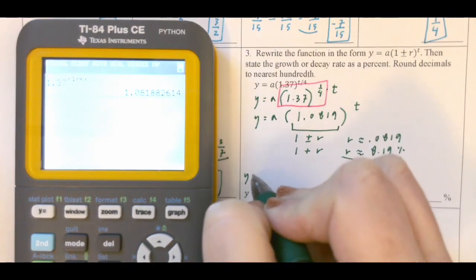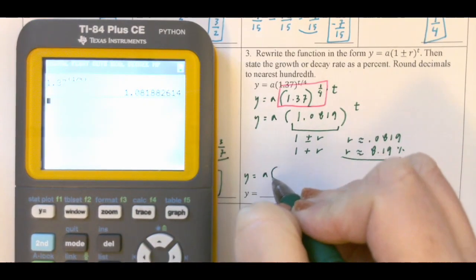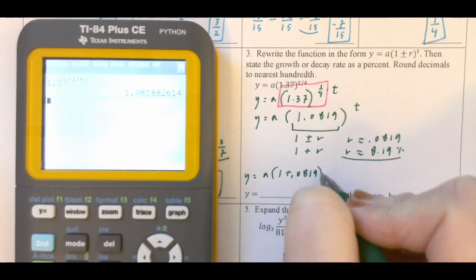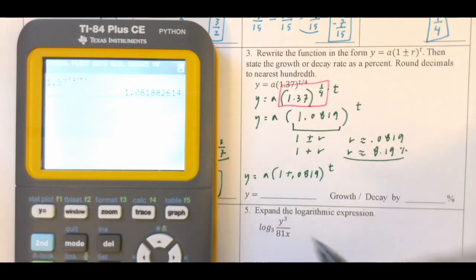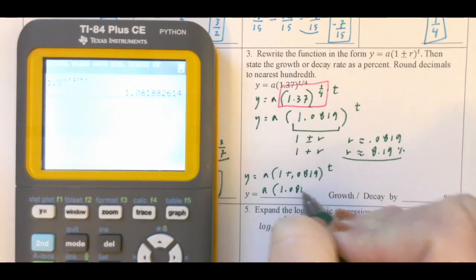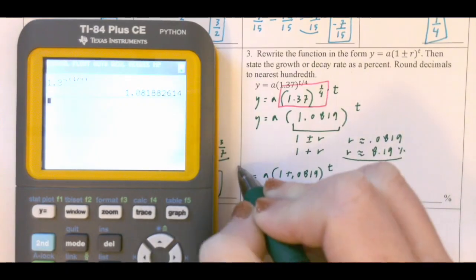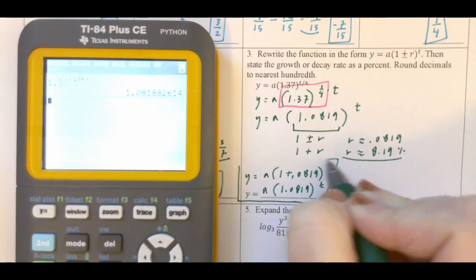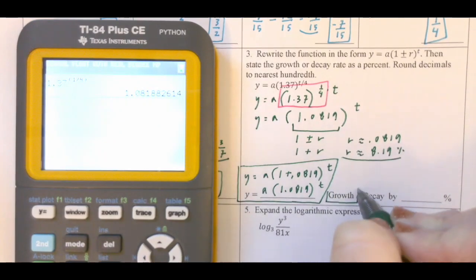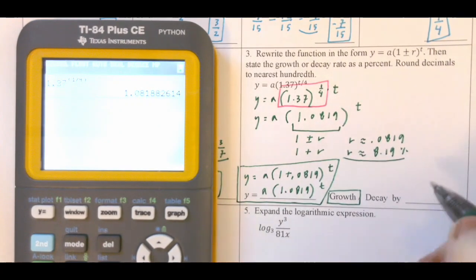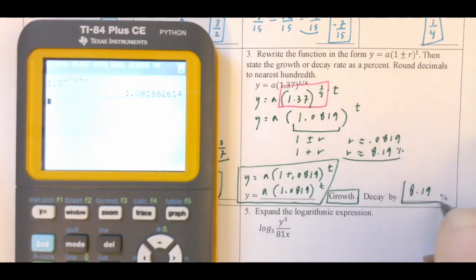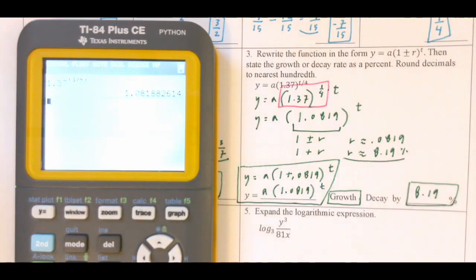Okay, so if I write it in the structure, there's 2 ways we would take it. You could write that as y equals a times 1 plus 0.0819 to the t power, okay, or a times 1.0819 to the t power. Really take it both ways. Both are fine. So again, it's more than 1, so we know that that is growth, right? It's growing in value. And then here's my rate to the nearest hundredth, like that. So 8.19%.